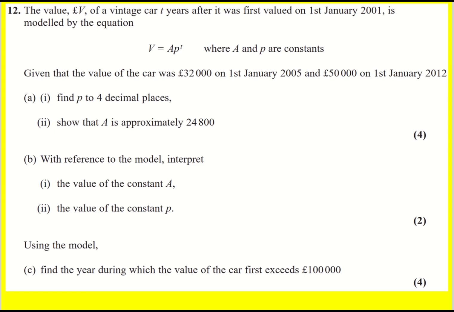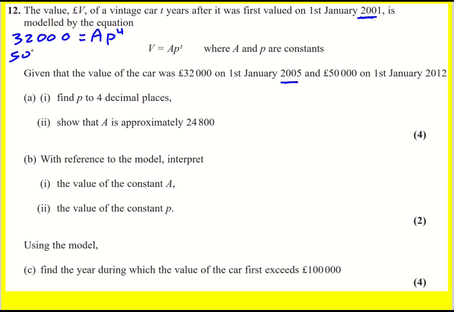We're given the value of a vintage car in terms of the time at which it was first valued, and it's an exponential equation. We're then told that the value was 32,000 on the 1st of January 2005. So I can substitute in 32,000 equals AP. Now, this is going to be 4 years after. Okay, t equals 0 would be 2001, t equals 1 would be 2002. It's going to be t equals 4, so AP to the 4.